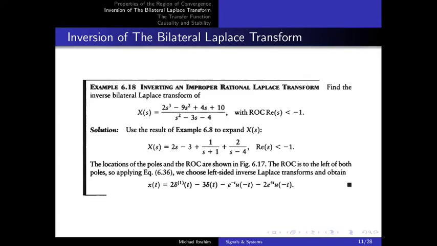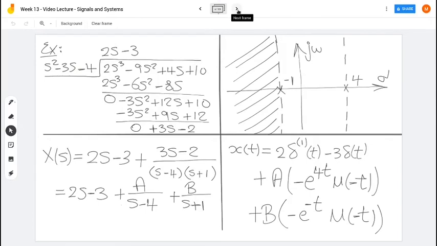Since it's an improper rational function, we need to start with long division. So we'll be dividing the numerator, which is 2s cubed minus 9s squared plus 4s plus 10, over the denominator s squared minus 3s minus 4. Doing the division, we will get the result of 2s minus 3, and we will get the remainder of 3s minus 2. So X(s) can be written as 2s minus 3 plus this fraction.